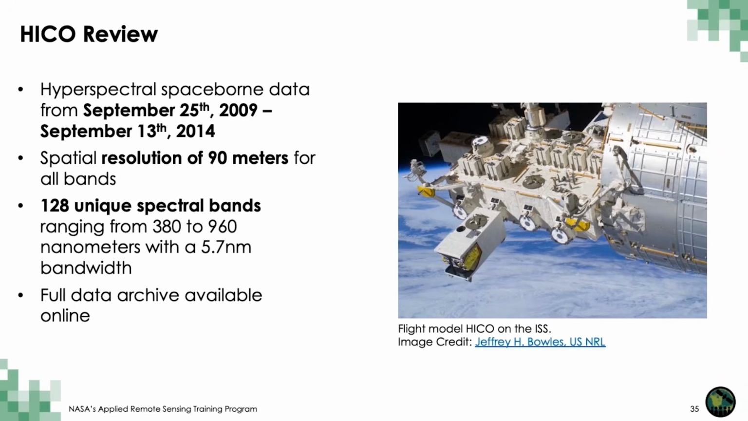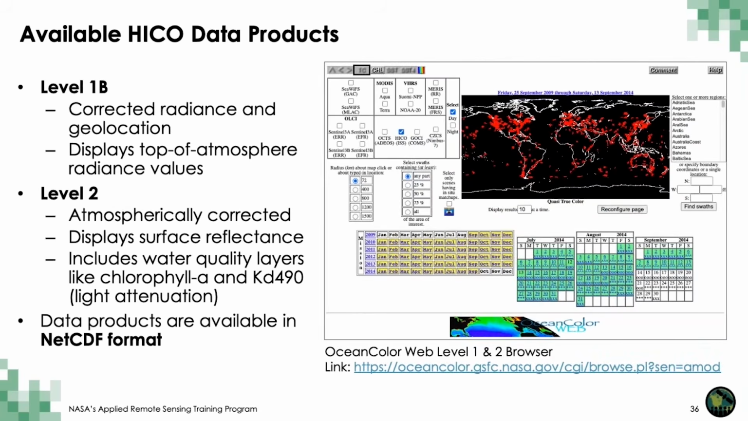So HICO's spatial resolution is 90 meters with a standard scene width of 42 kilometers and a standard scene length of 192 kilometers. The full HICO data archive is available online through NASA Ocean Color web browser, and that's kind of what we're going to be going over in this data access demo.